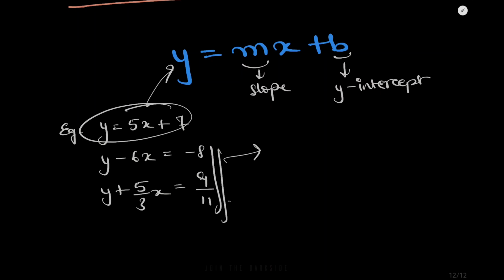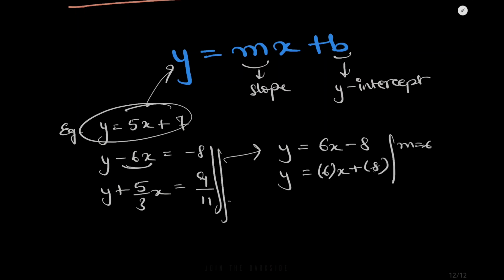So the first one can be written as y is equal to, now we take this minus 6x to the right hand side, and it will look like 6x minus 8. So here y is y, m is 6, so m is equal to 6 here. And minus 8 is the b, the y-intercept. b is equal to minus 8. Now remember, we have plus sign here and not minus, so this is plus minus 8.